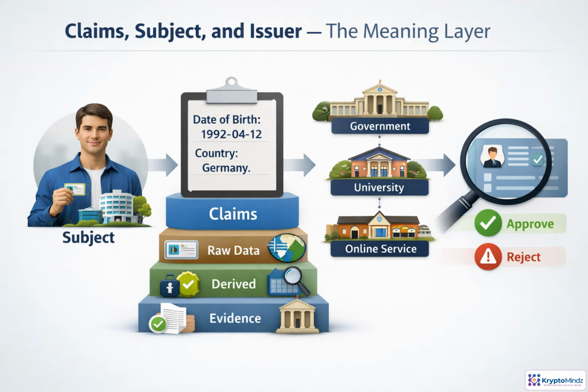A claim is simply a fact about a subject, a birth date, a country of residence, an age over 18 flag. Those facts only carry weight because an issuer stands behind them. A government-issued birth date is very different from a self-asserted one. For KYC, separate raw attributes like April 12, 1992, from derived attributes like over 18, and from decision evidence like approve account. Designing with these layers helps you avoid collecting unnecessary or excessive data.